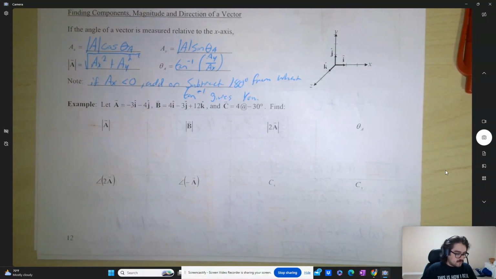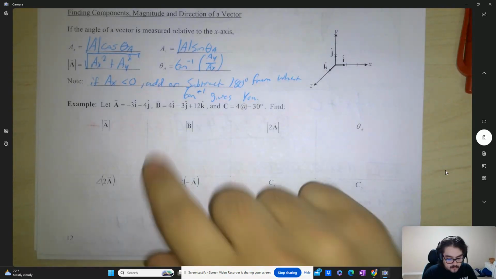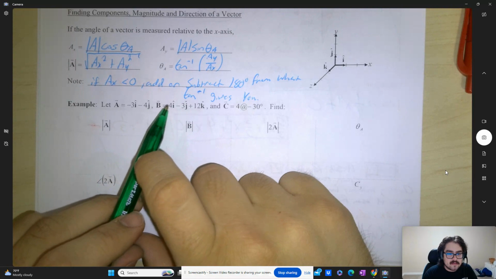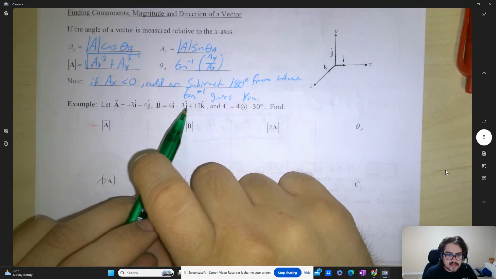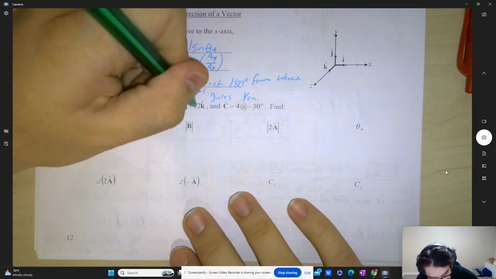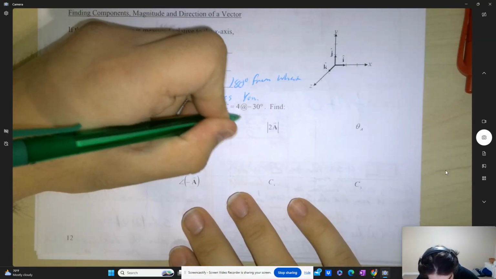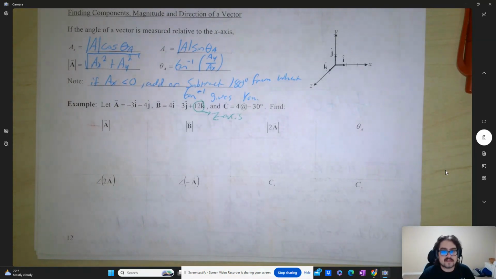Okay, let's practice a couple of vector operations. First off, we're given A equal to negative 3 i hat minus 4 j hat. B is equal to 4 i hat minus 3 j hat plus 12 k hat. What does the k hat mean? This means the z-axis, a component that goes in the z-axis. We pretty much never use the z-axis in physics except in these vector parts, okay?